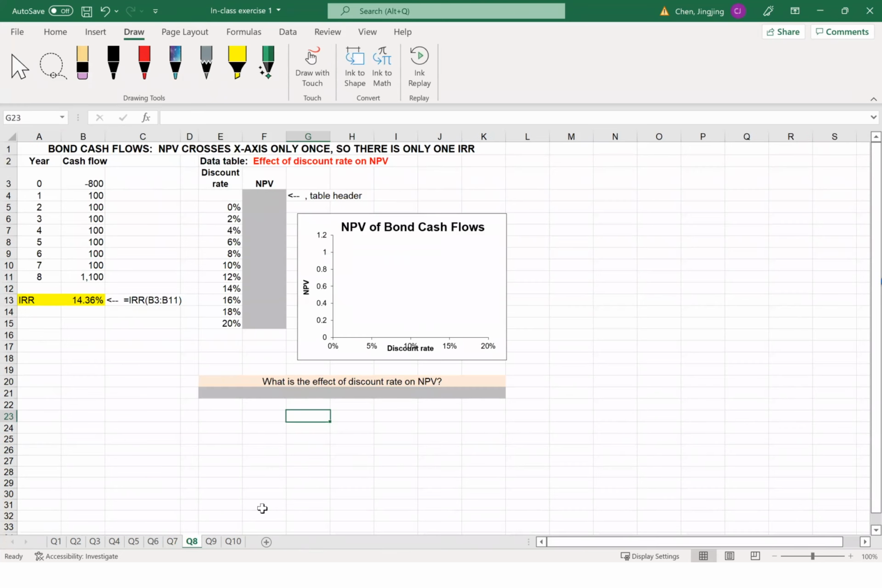So then here, starting from question 8, we're gonna use data table. So we have a series of cash flows, and here is our calculation for IRR. And now we wanna calculate NPV and see the sensitivity of NPV to the changes of discount rate. So to calculate NPV, we actually can use the NPV function.